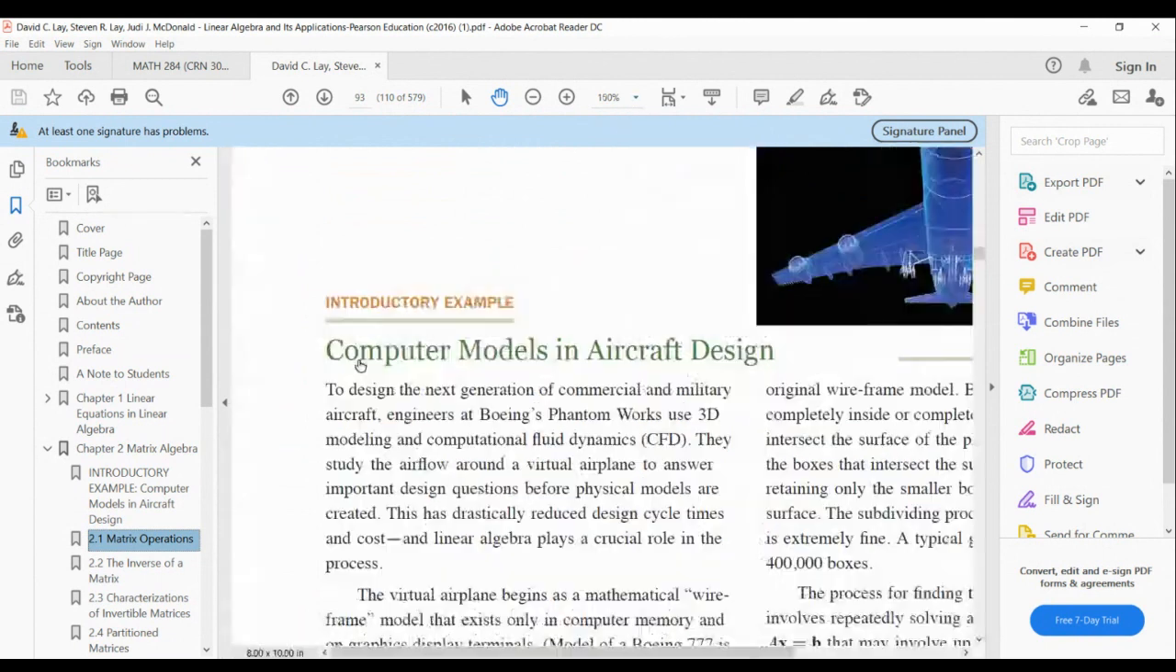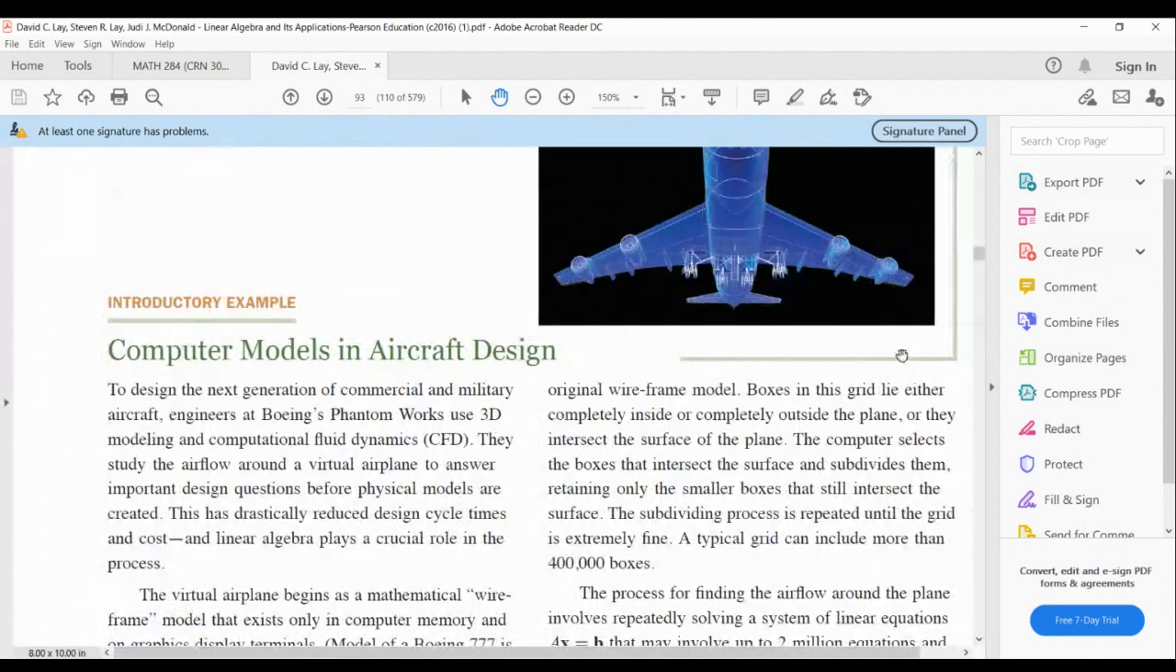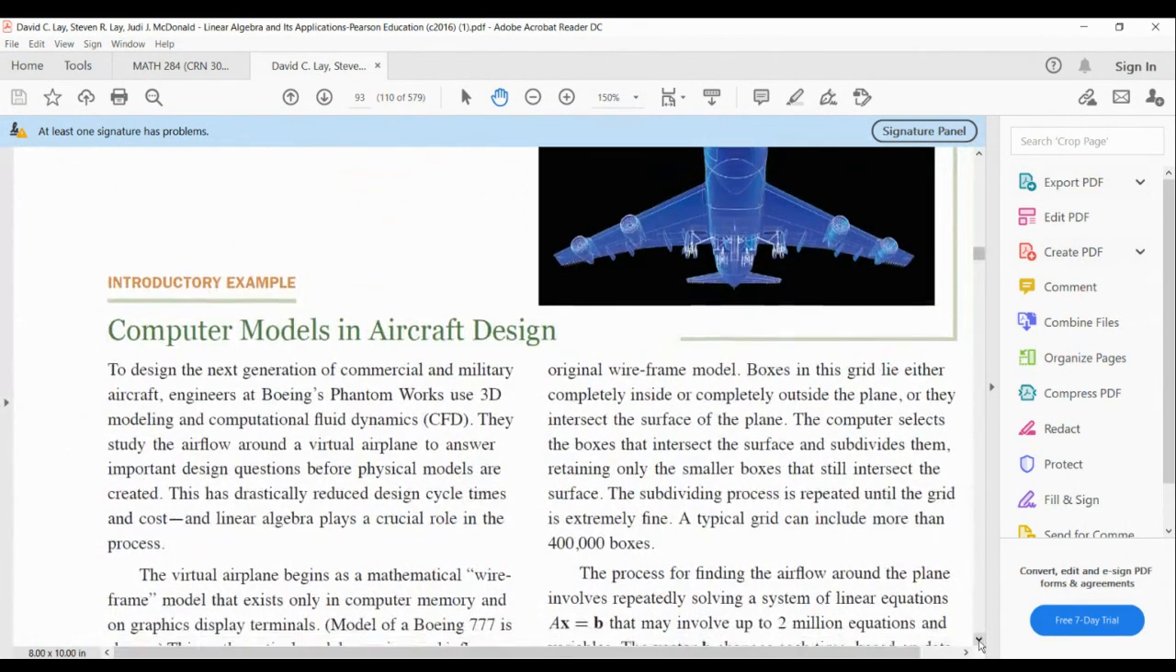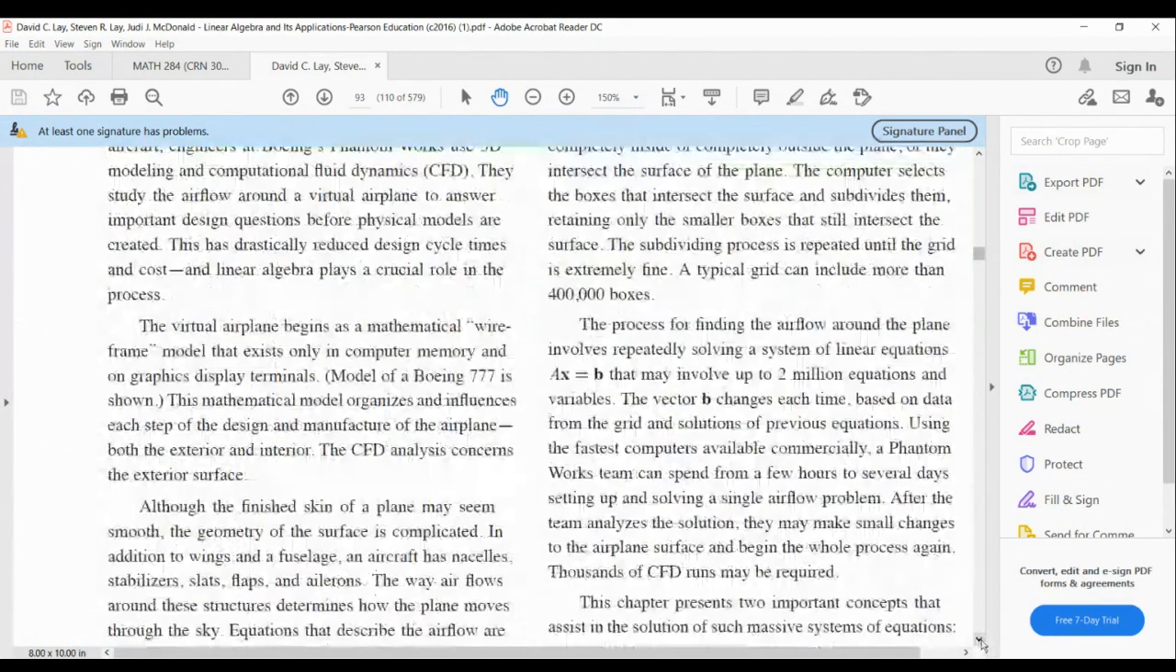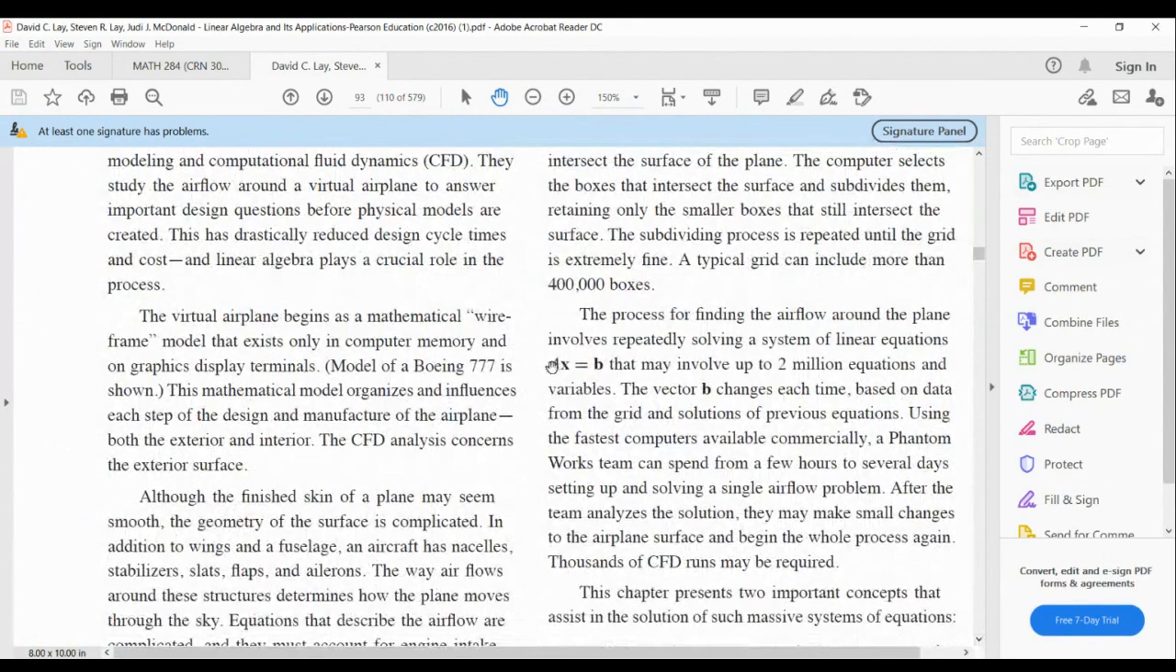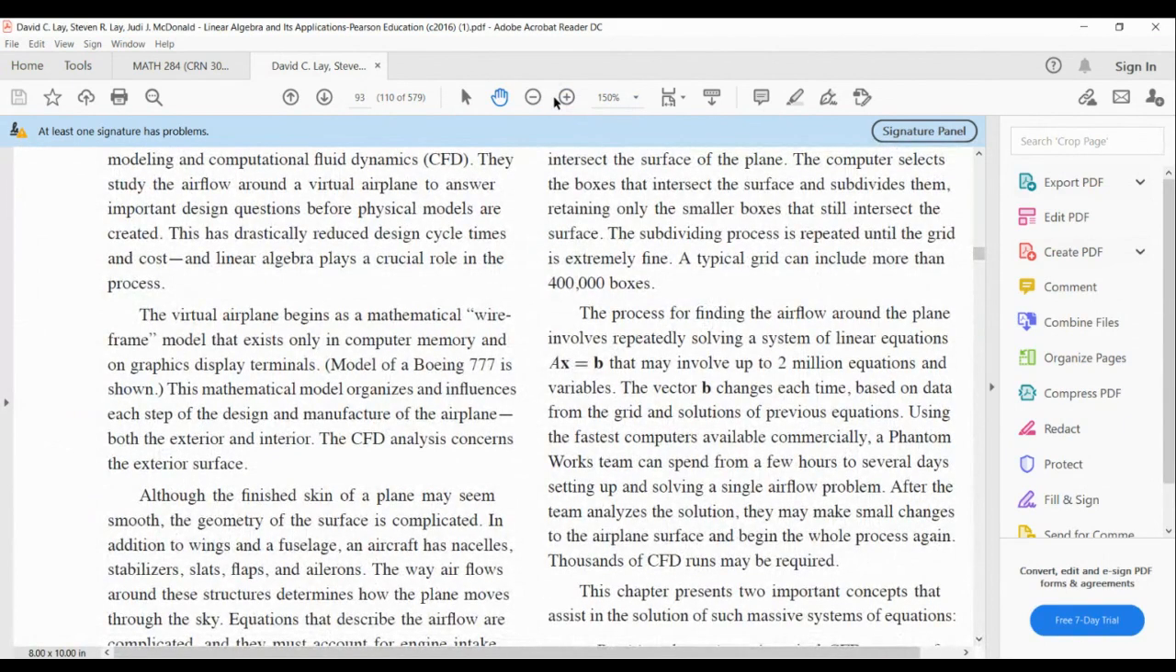They talk about how, for instance, in this aircraft design application, if you're solving a system of linear equations, it may involve up to 2 million equations and variables. So that's a pretty big system, and that's why we need computer software like MATLAB to handle things like that.